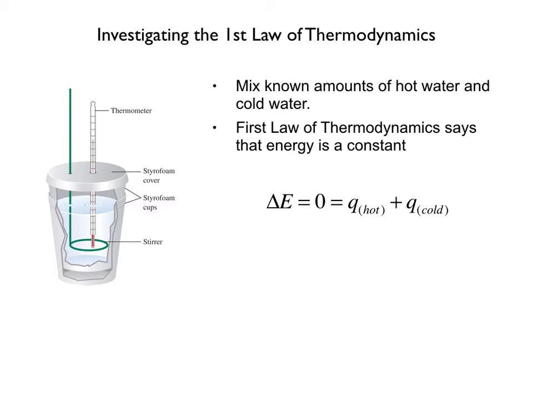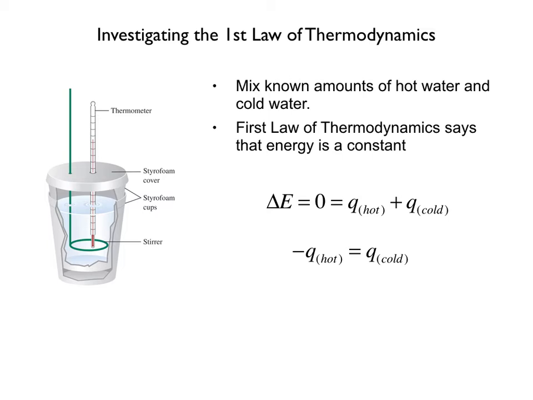and that's also going to be equal to the heat. 0 has to be equal to the heat flow from the hot water and the heat flow from the cold water, and so we can see that the heat lost by the hot water has to be equal to the heat gained by the cold water. It's the same in magnitude. One of them is negative because the heat is flowing in opposite directions. It's going from hot to cold.